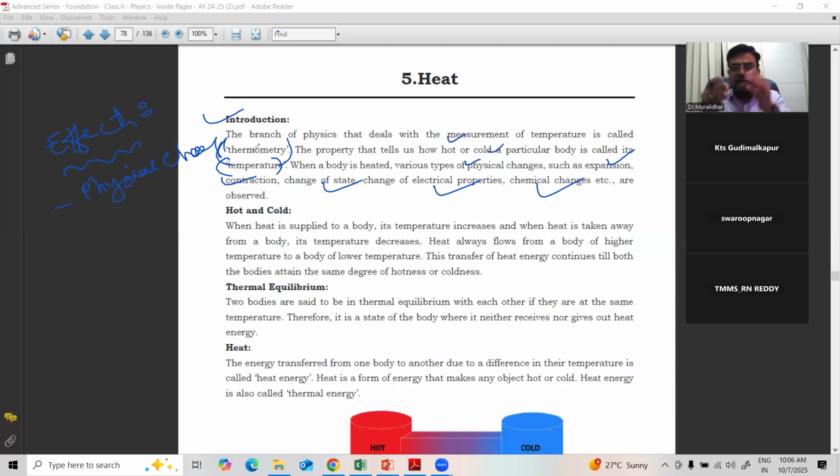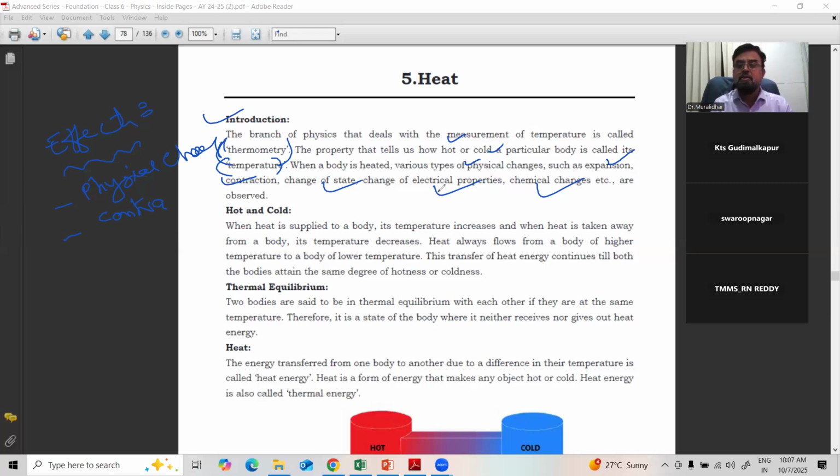Whenever any body is heated, it may expand, whether it is solid, liquid or gas. Whenever it expands, its size and shape change. That is the effect of heat only. Then, such as expansion, contraction. Sometimes when you decrease the temperature, it will contract. It is commonly seen. And change of state. Suppose when you are eating ice, from solid it converts into water, liquid. There is a change of state. When liquid is further heated, it will change into vapor.